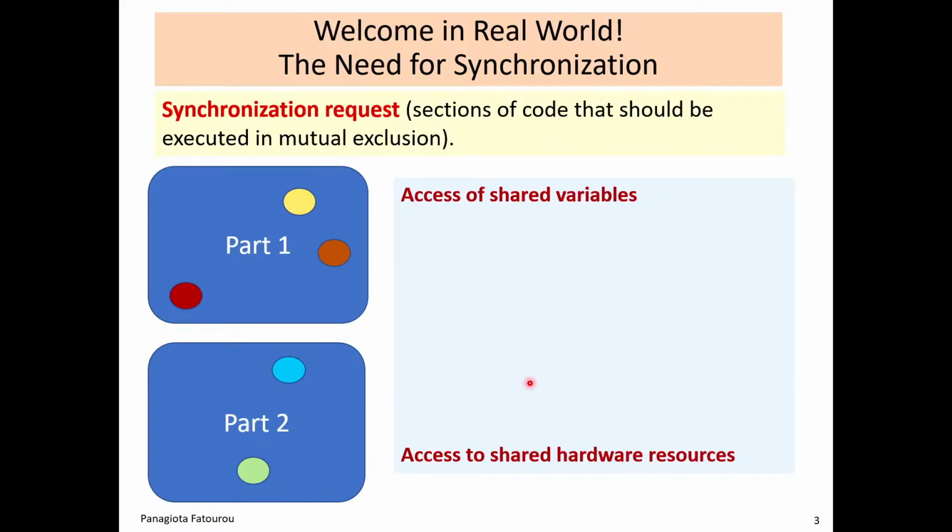And we all know that most of the applications have sections, usually small sections of code, that should be executed in mutual exclusion, which means that no two threads can execute these sections at the same time. And this is what I'm going to call synchronization requests. And these synchronization requests can be either accesses of shared variables or accesses of shared hardware resources. And schematically, these are the colored circles here.